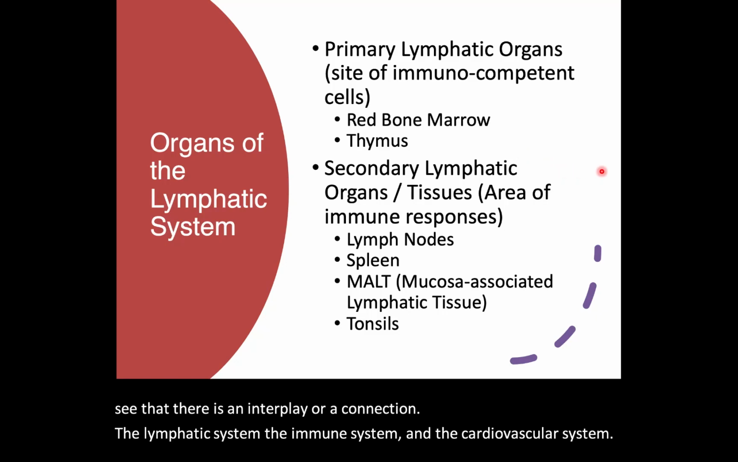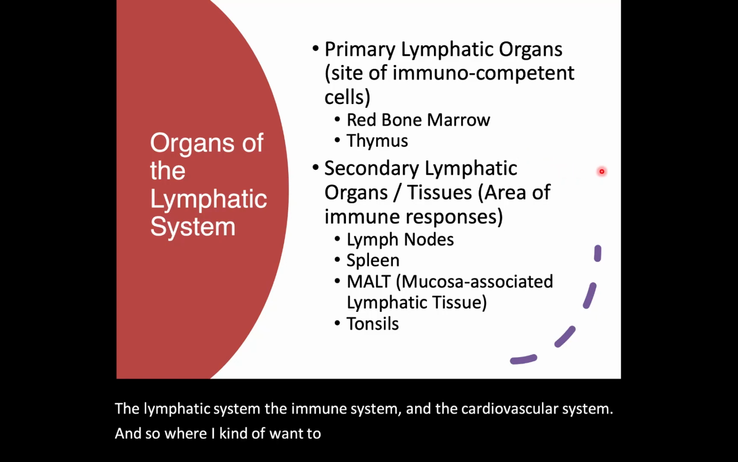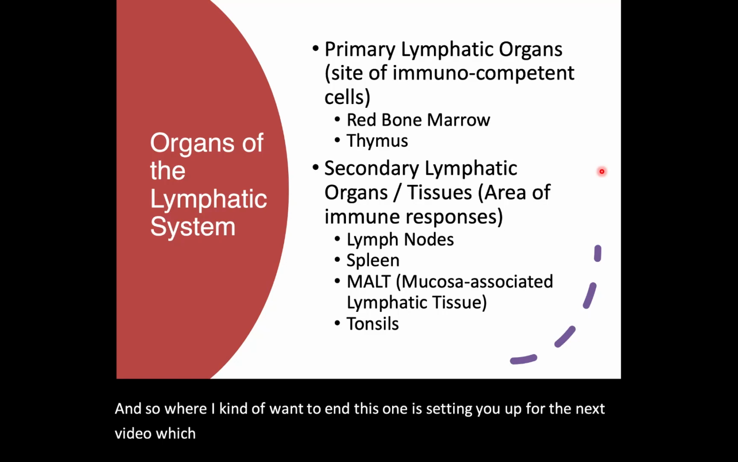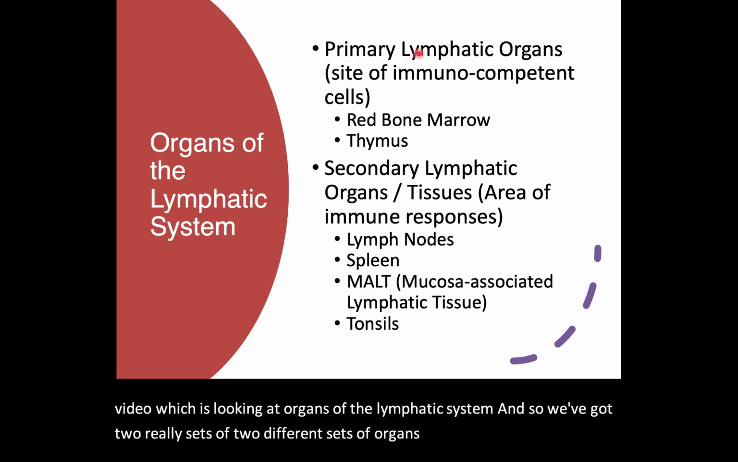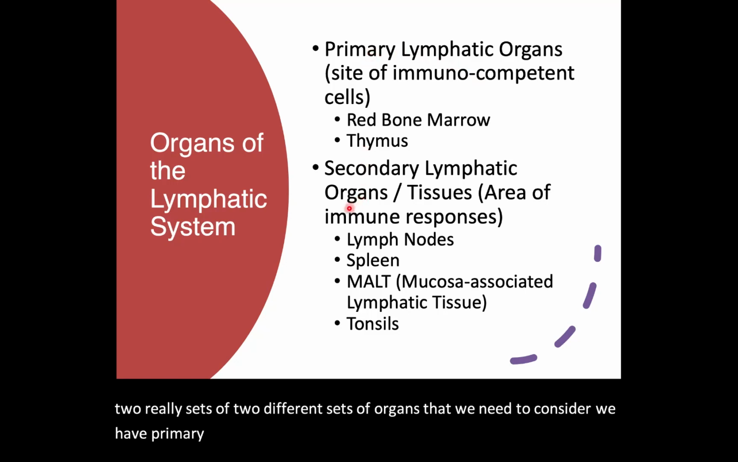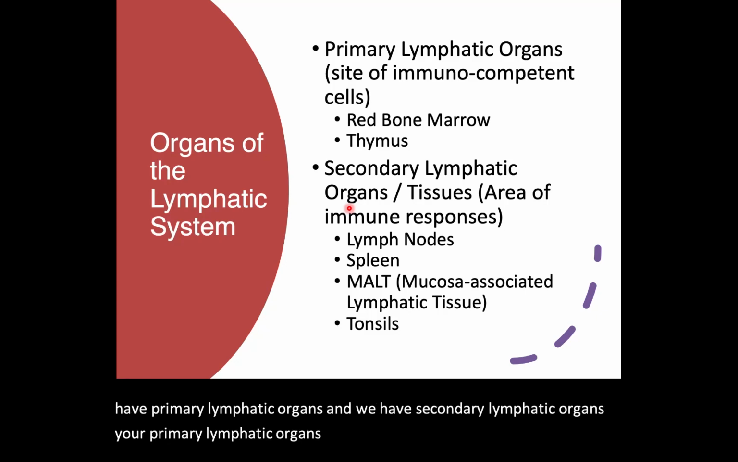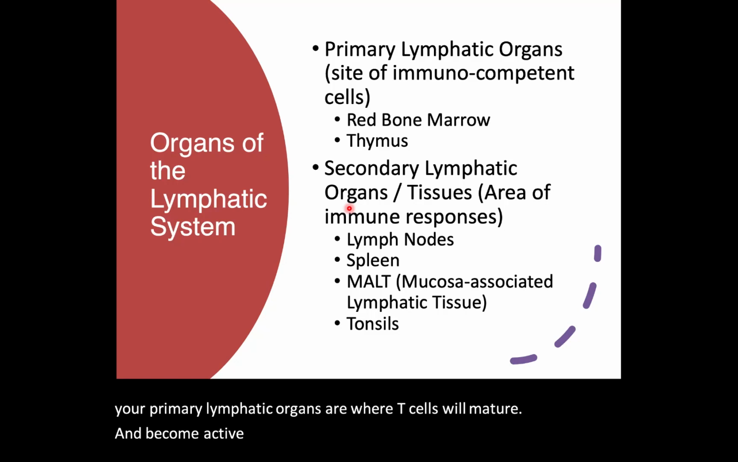Where I want to end this one is setting you up for the next video, which is looking at organs of the lymphatic system. We've got two different sets of organs that we need to consider: primary lymphatic organs and secondary lymphatic organs. Your primary lymphatic organs are where T cells will mature and become active. There are really two areas where that happens: red bone marrow and the thymus.